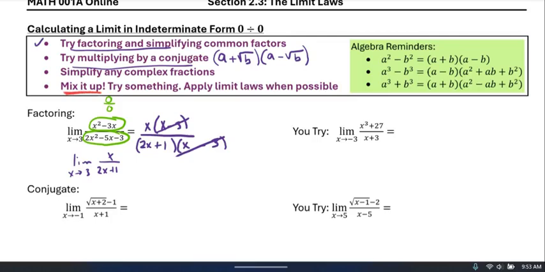Now let's plug in that 3, and so we have a numerator of 3. And on the bottom, we have 2x plus 1. Plugging in 3, we should get 7. So 3/7 will be our answer there. You try the one on the right.